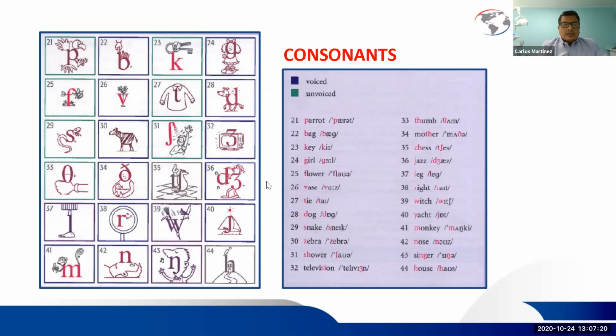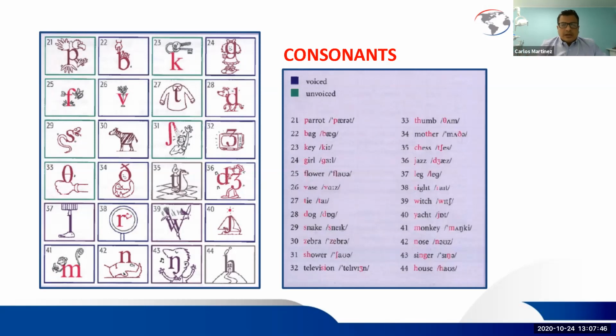Okay. Next, number 26, we have it's blue, so it's voiced, right? My throat vibrates. This is one way of verifying if it's voiced or unvoiced. Vase, or in this case, vase. It's British English. It's vase. But both are correct.